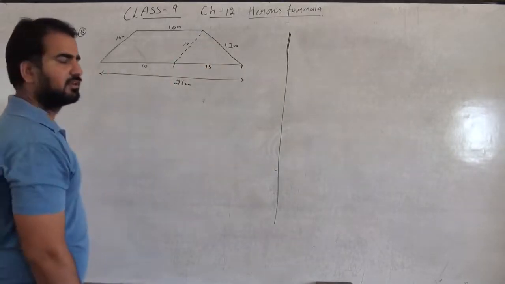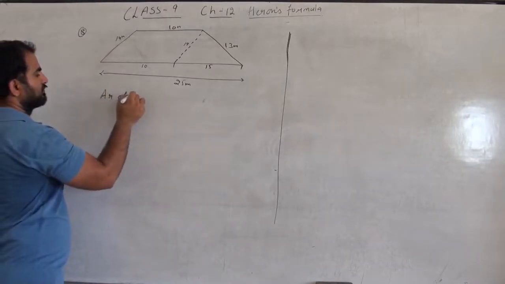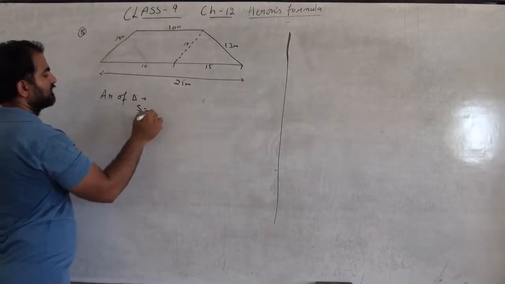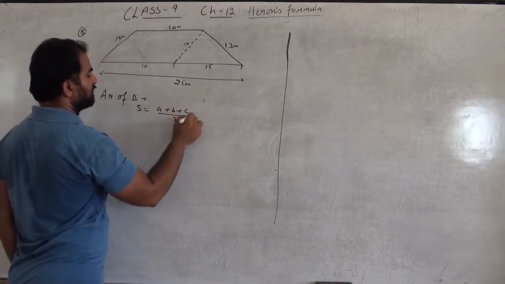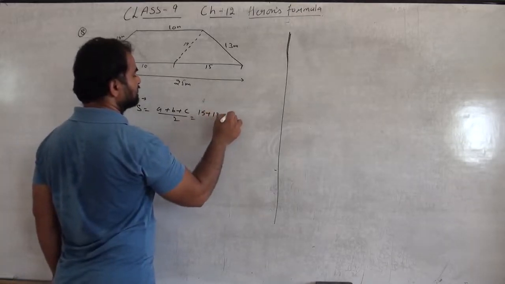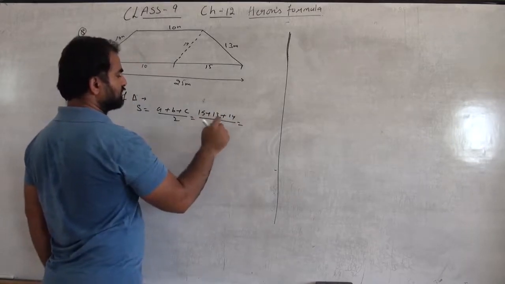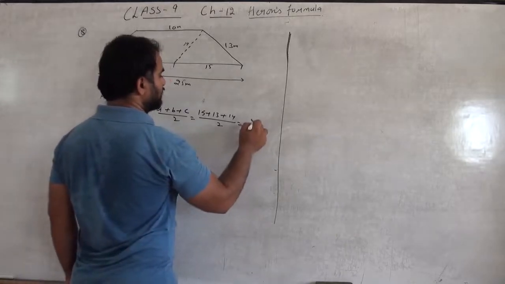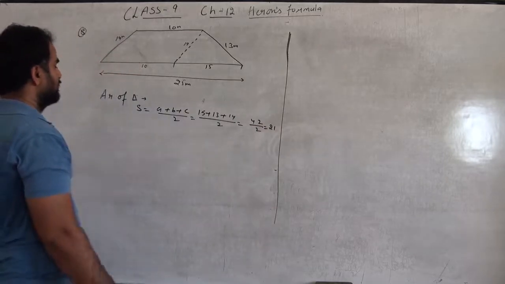Now we got the sides of this triangle. So area of triangle will be, first of all we have to find S equals A plus B plus C upon 2, equals 15 plus 13 plus 14 by 2. So 5, 6, 7, 8, 9, 10, 11, 12. It will be 2 and 4, it will be 2. It will be 21.